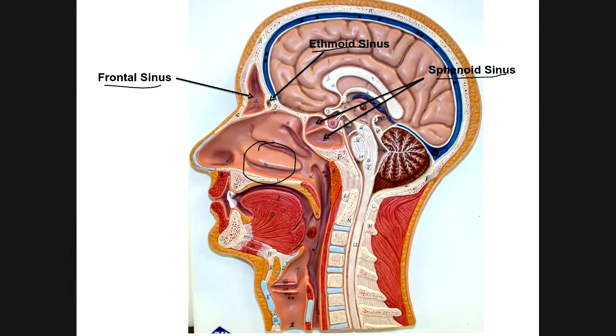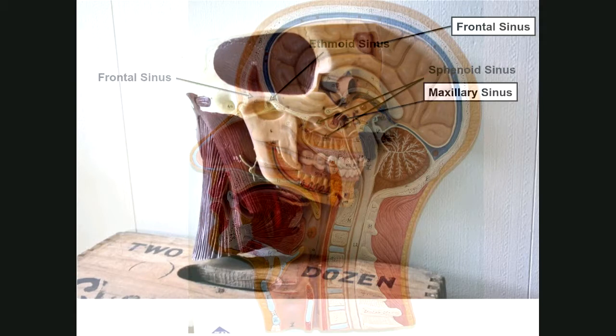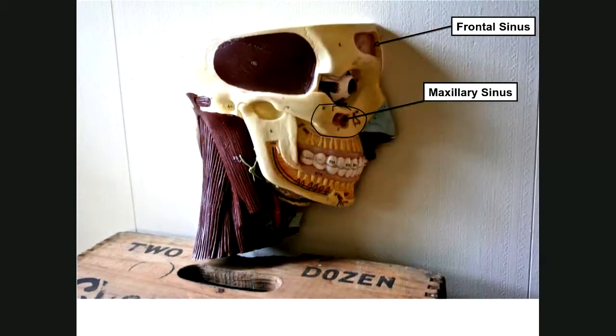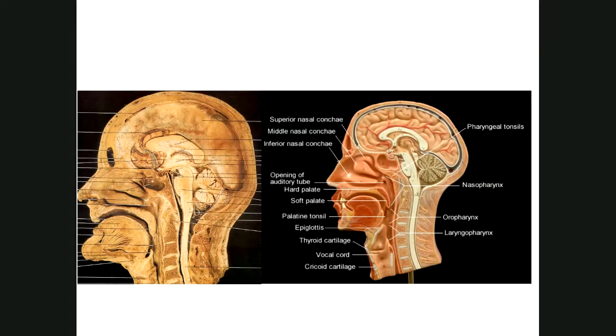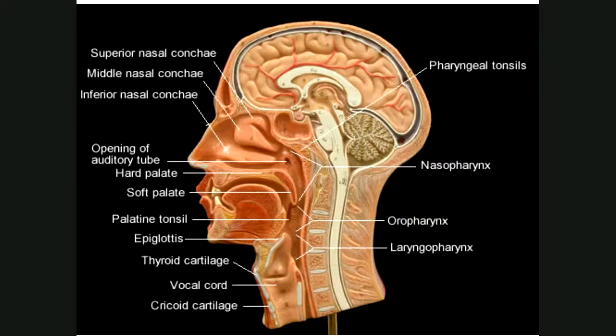You can see this maxillary sinus, though, on this model. And so it's behind this. It's inside the maxilla. You can also see the frontal. You can also see the sphenoid. And if you look at a real cadaver, you can also see these sinuses here. So you can see that. There's the frontal sinus. There's the sphenoid sinus. And look how closely this model matches the cadaver. So the model that we're using is very, very lifelike.